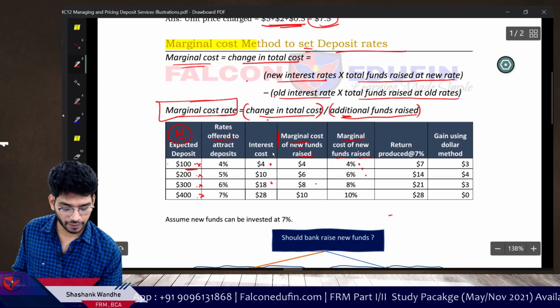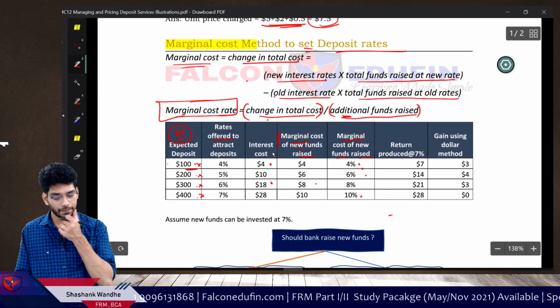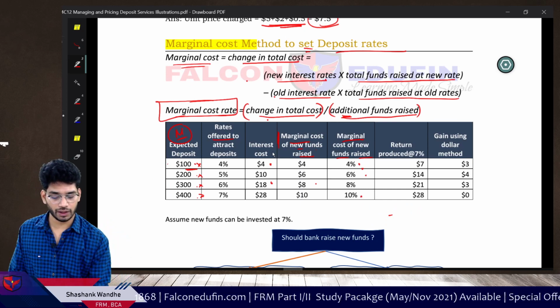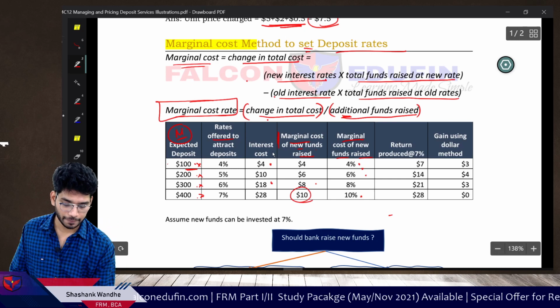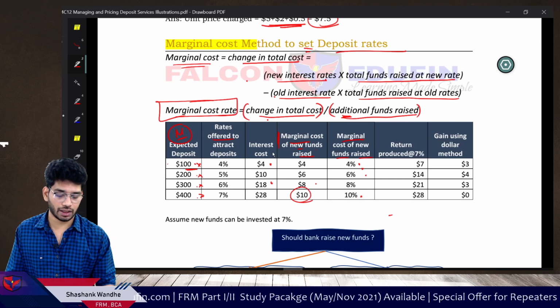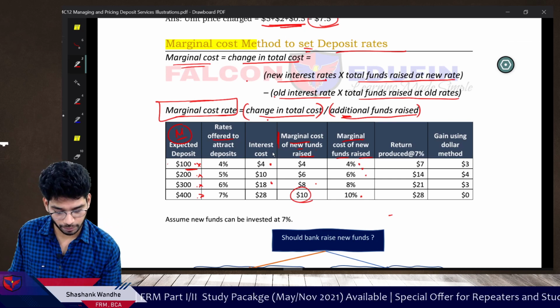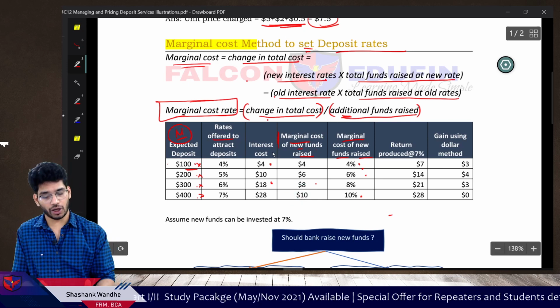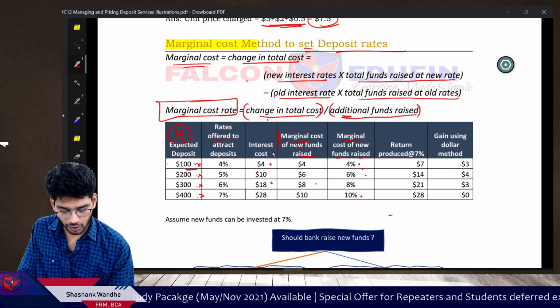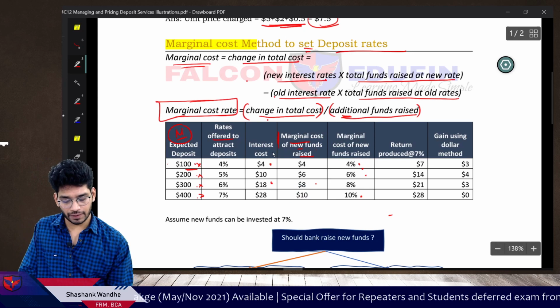The marginal cost of raising new funds is $10 million. Okay, so extra funds procured is $100, and for procuring an extra $100 you have to pay $10 as an extra cost. So, marginal cost of raising funds.